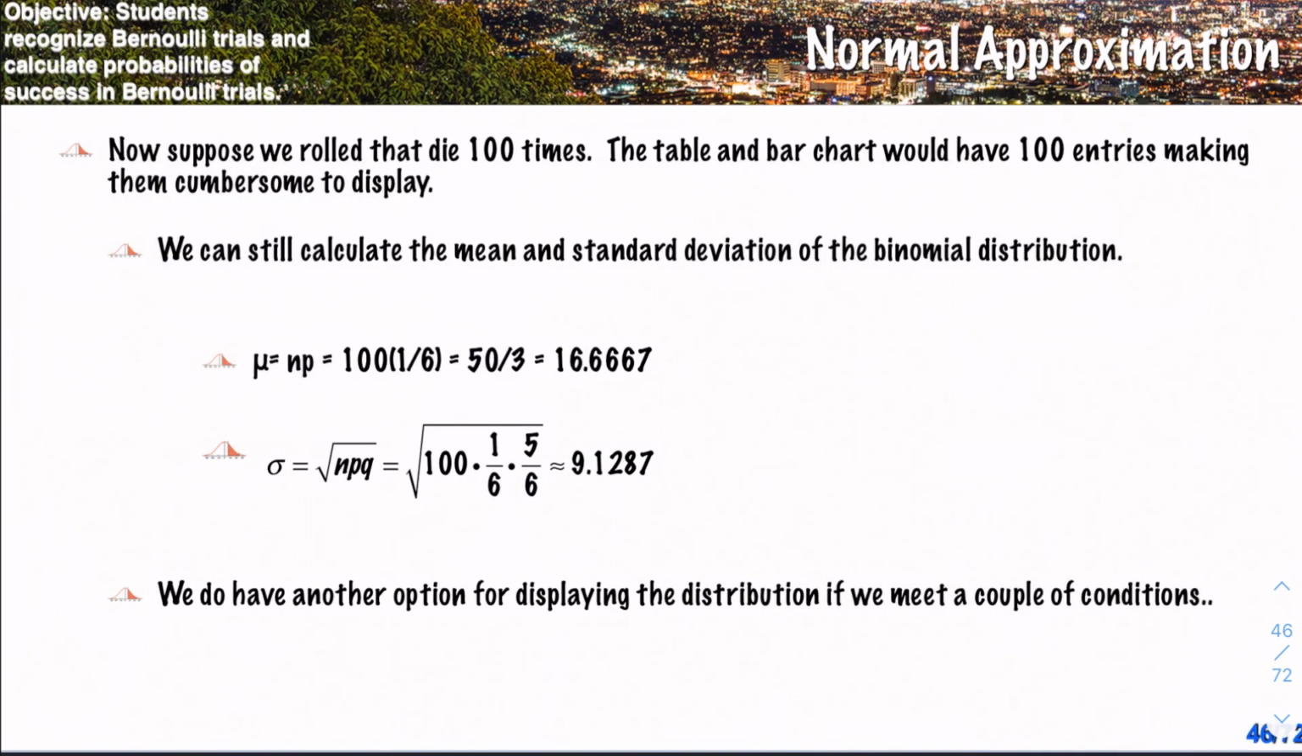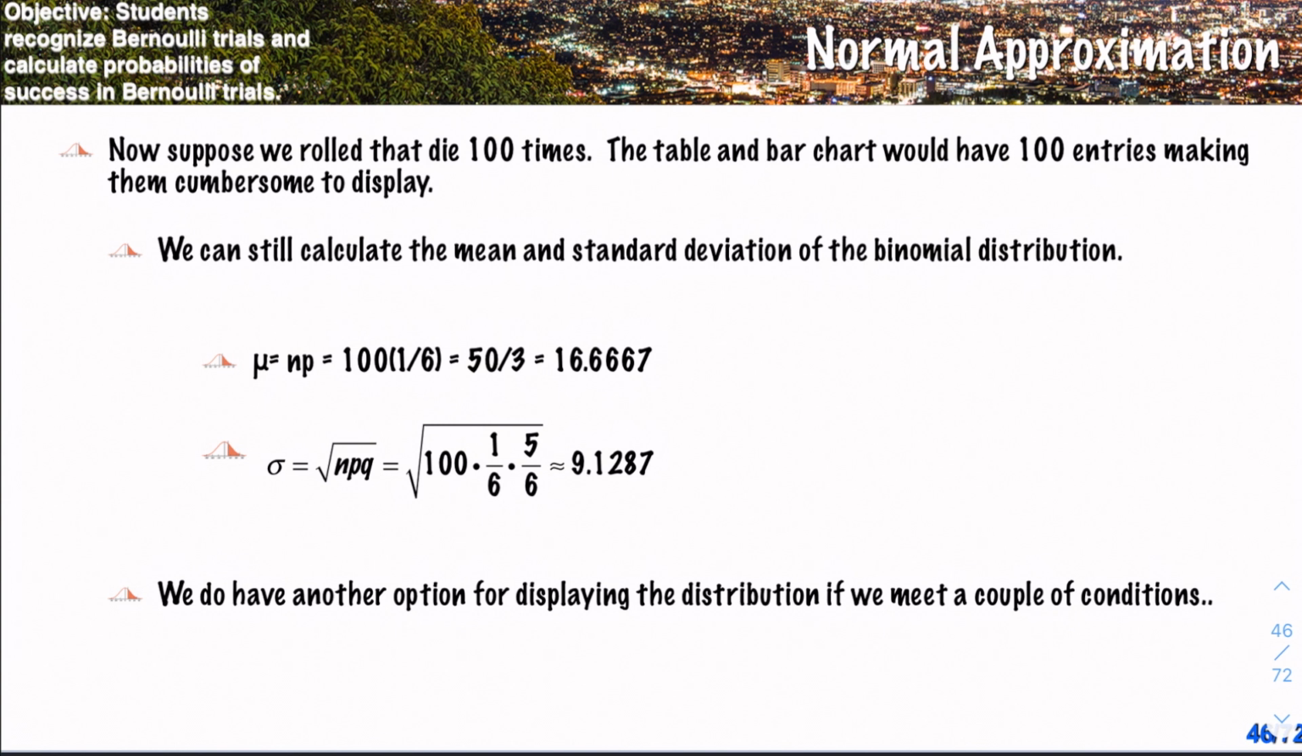Now, suppose we rolled the die 100 times. The table and bar chart would have 100 entries, making it really cumbersome to display. But we could still calculate the mean and standard deviation of the binomial distribution. We do n times p, 100 times 1/6, which is 50/3, or 16.67, and our standard deviation, which is the square root of 100 times 1/6 times 5/6, which is 9.128. Or that's how much we would expect to vary from getting that number of 6s.